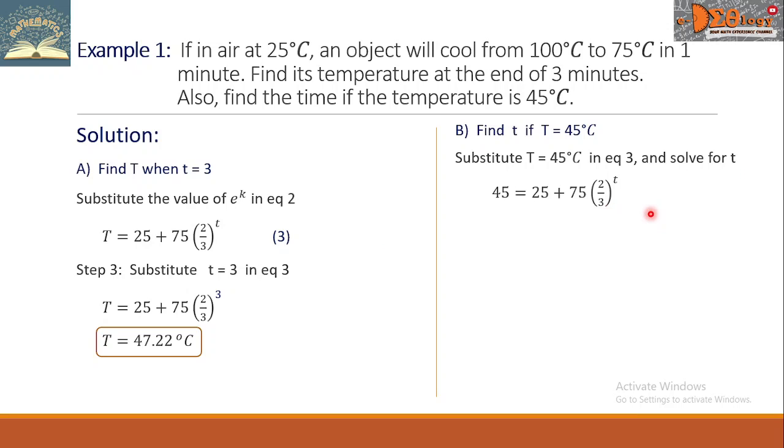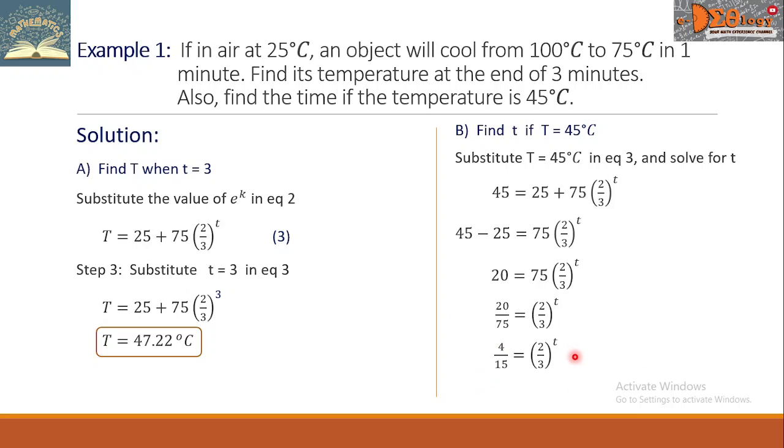and we will simplify. This number 25 we will transpose to the left side. It becomes the subtrahend for 45. And then 45 minus 25 becomes 20. Then we divide this equation by 75. So on the left side we have 20 over 75 equals the fraction 2 over 3 that is raised to t. Let us simplify the left side into 4 over 15.